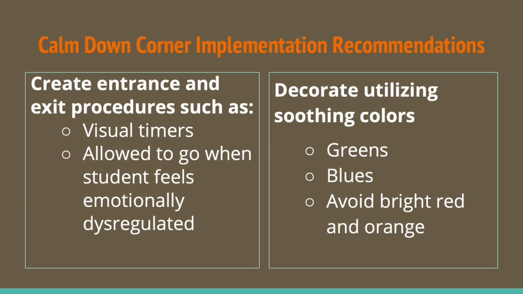A few implementation recommendations for a calm down corner include creating entrance and exit procedures and decorating with soothing colors. Entrance and exit procedures can include using a visual timer and or allowing the student to go whenever they are beginning to feel emotionally dysregulated. Soothing colors can include nature colors such as blues and greens. Avoid bright red and orange colors when decorating your calm down corner.